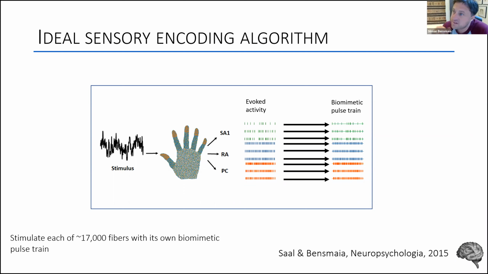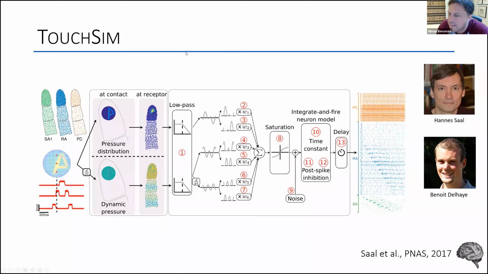And while the technology is not there, the science basically is. So I'm not going to go into details. This was published like 4 or 5 years ago in PNAS. What we've done, and this sort of culminated in the work of Hannes Saal and Benoit Delhaye, is to create a model of the nerve. Basically, it's a model that predicts how each of the 18,000 nerve fibers in the hand would respond to whatever stimulus you can come up with, right?